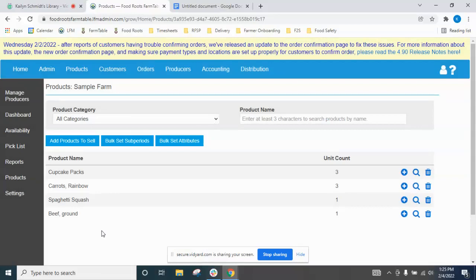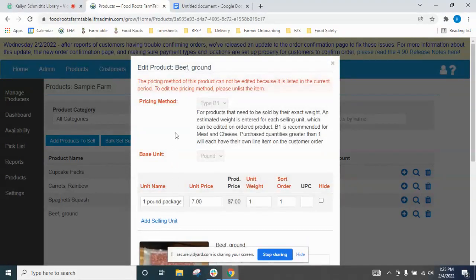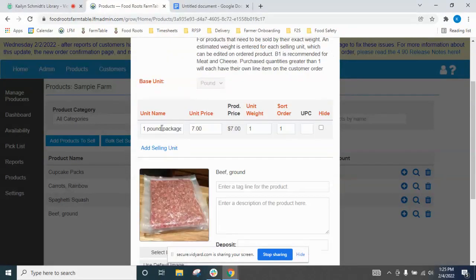The next type of product is your B1 and your B2. Now, both of these are going to use exact weight, but how they show up on the invoice is a little bit different. So for B1, we have beef. For a 1-pound package of ground beef, we've set our unit price at $7. And here we want to adjust the unit weight.